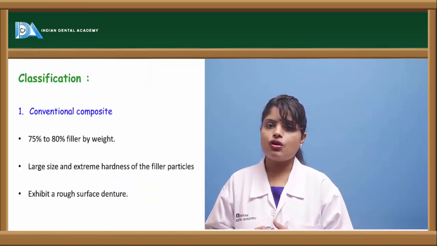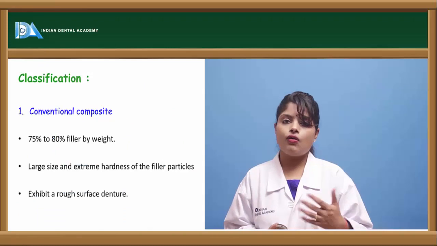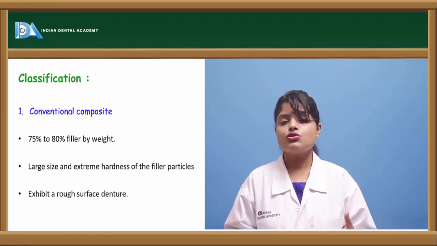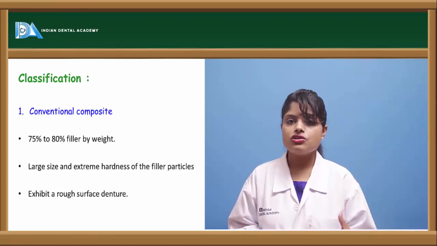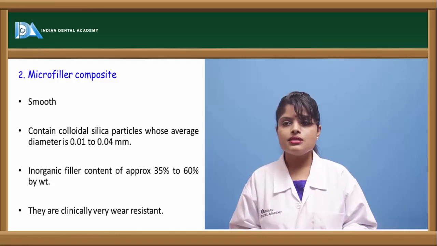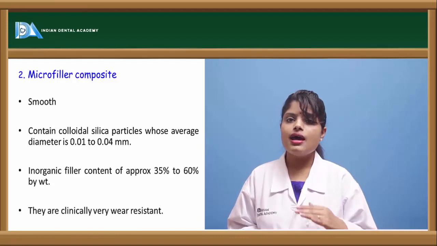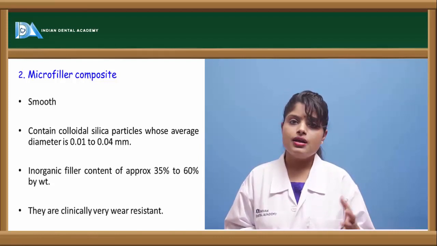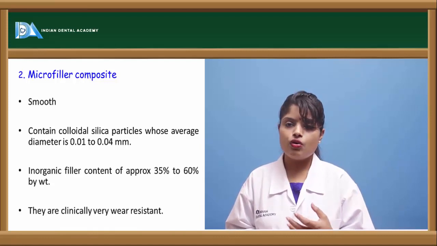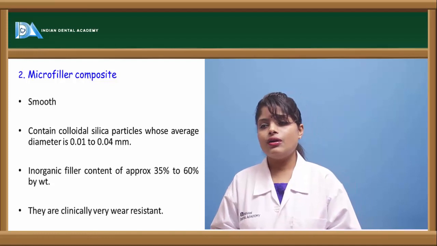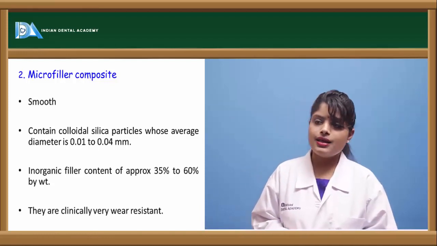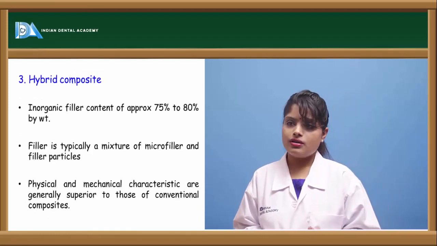The classification of composites can be either the conventional composite, which contains more filler particles, like 75 to 80%. They have more strength but have inferior aesthetic properties. Then comes the microfill. The microfill has a smoother texture. They have a particle size between 0.01 to 0.04 micron, and the inorganic content of the fillers is about 35 to 60%. They are clinically more water resistant.